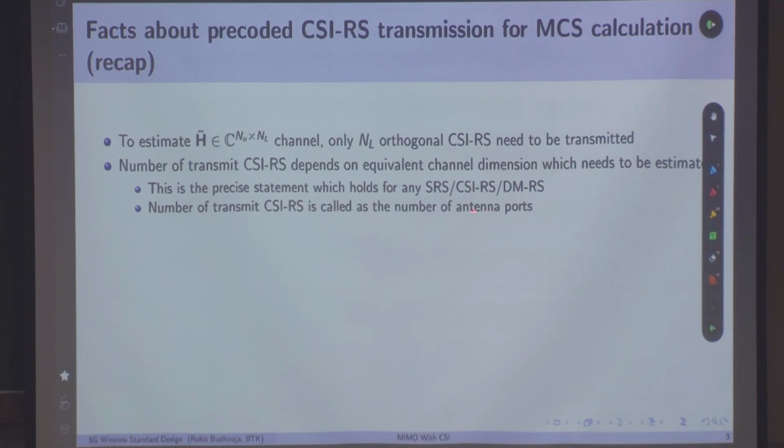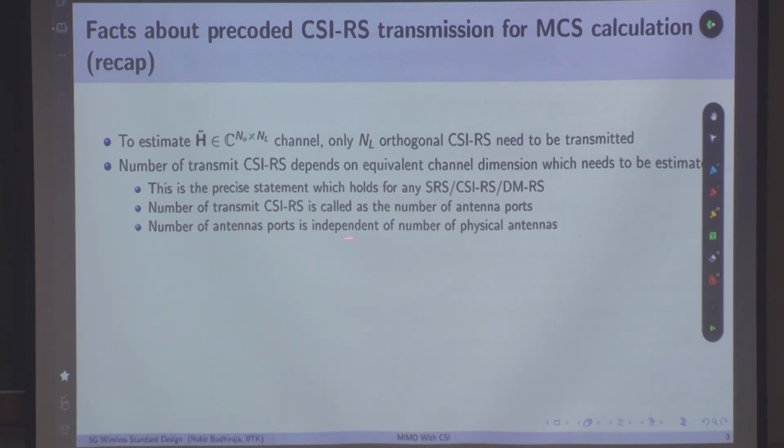And this is the technical term which is used in the standard. The number of reference signals which you need to transmit to estimate this channel is called the number of antenna ports. Broadly, that's what is applicable 99% of the time, so we will stick to this. If we talk about antenna ports, it is basically the number of orthogonal reference signals which are being transmitted. Keep this in mind.